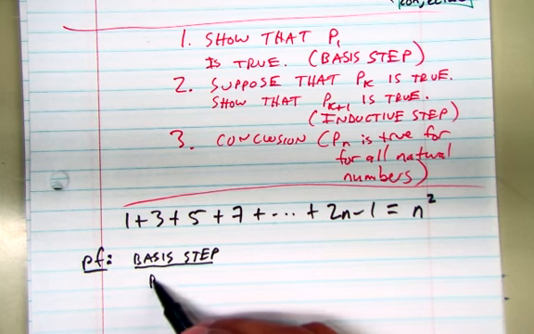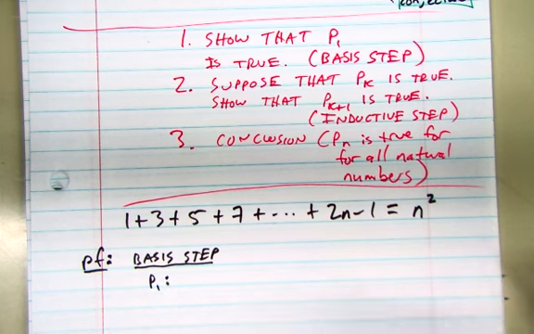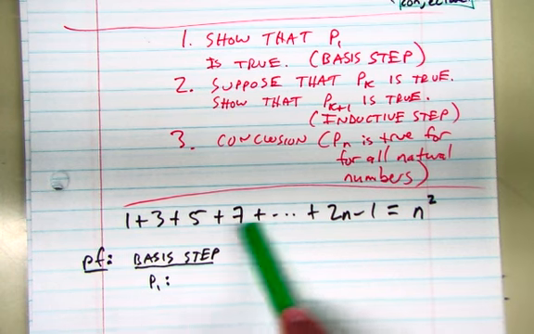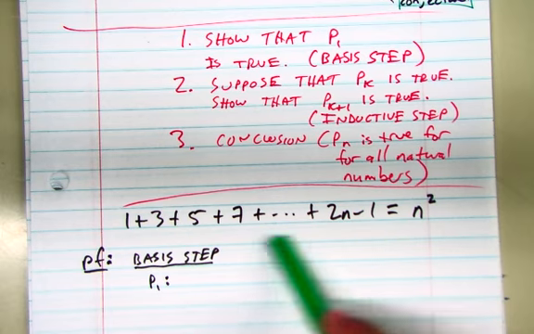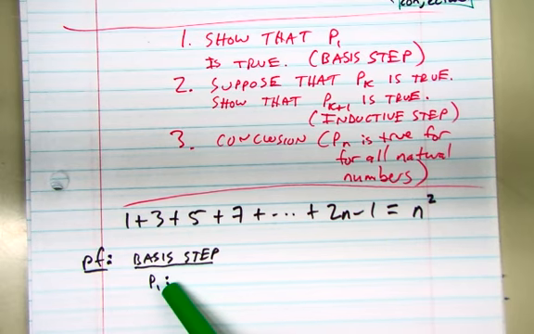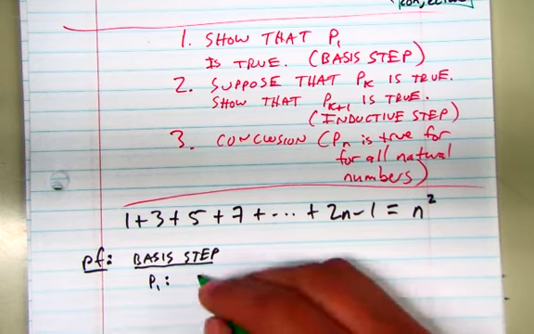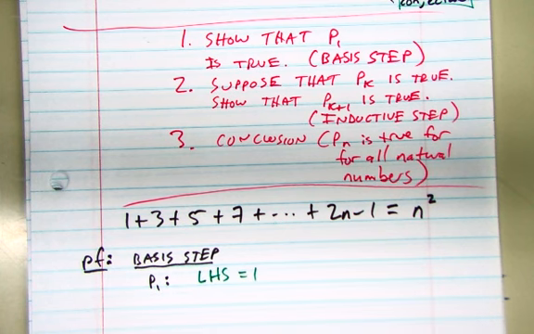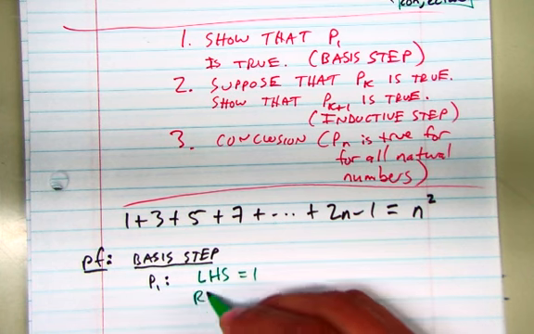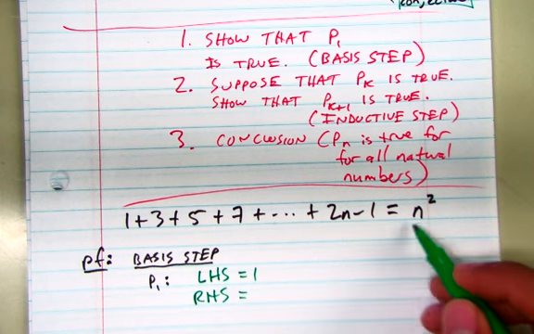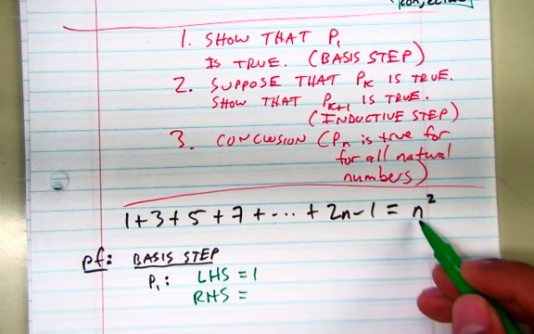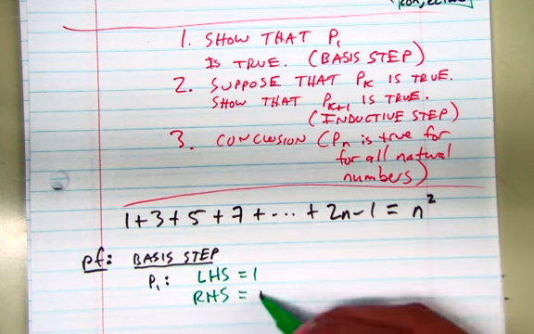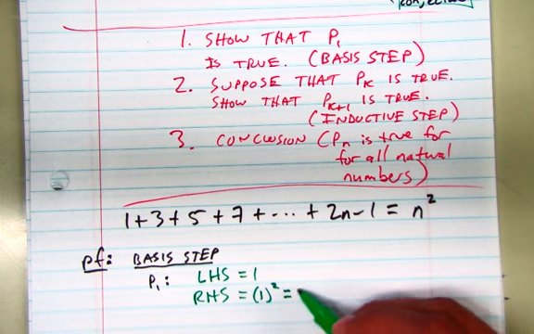P sub 1, that's like the first case, right? I have two sides to this equation. I have the left side and I have the right side. On the left side, what would I have for just the first case? Just 1. So I'm going to write literally left-hand side equals 1. And on the right-hand side, according to this formula, I'm supposed to take that number and then square it, and I get 1.